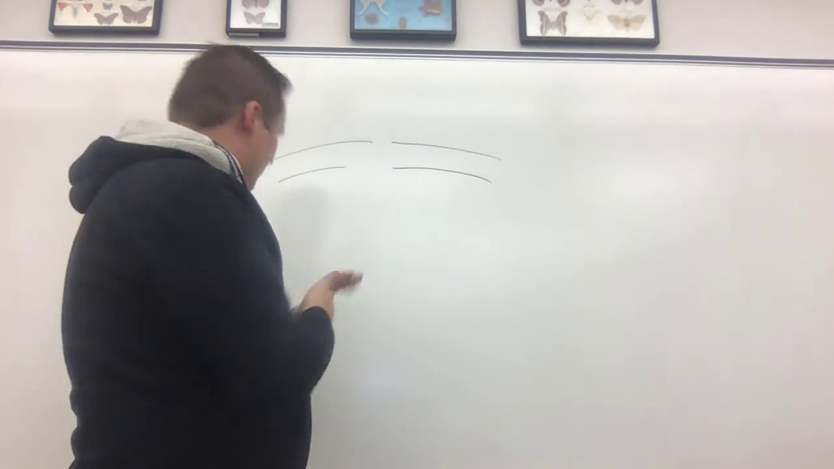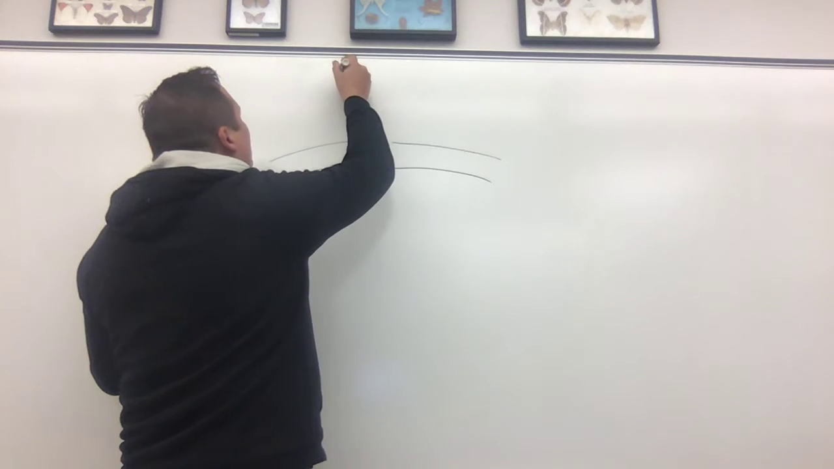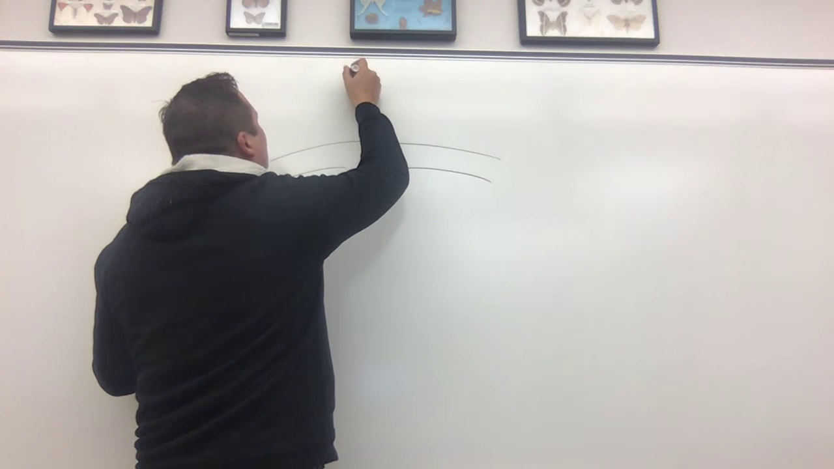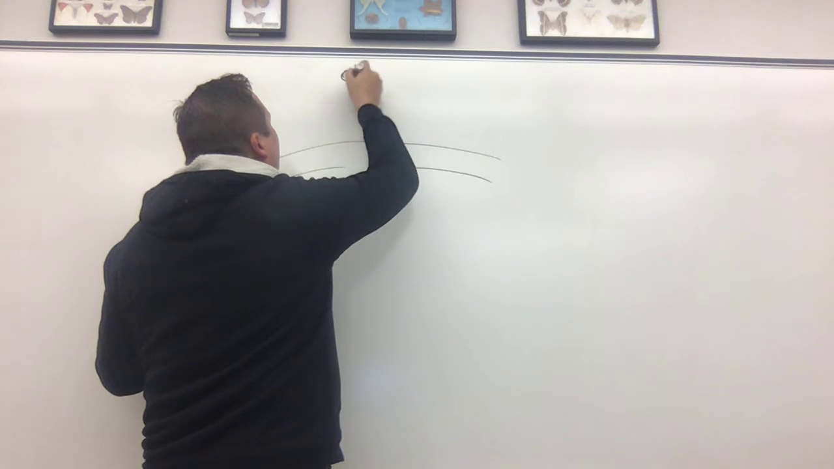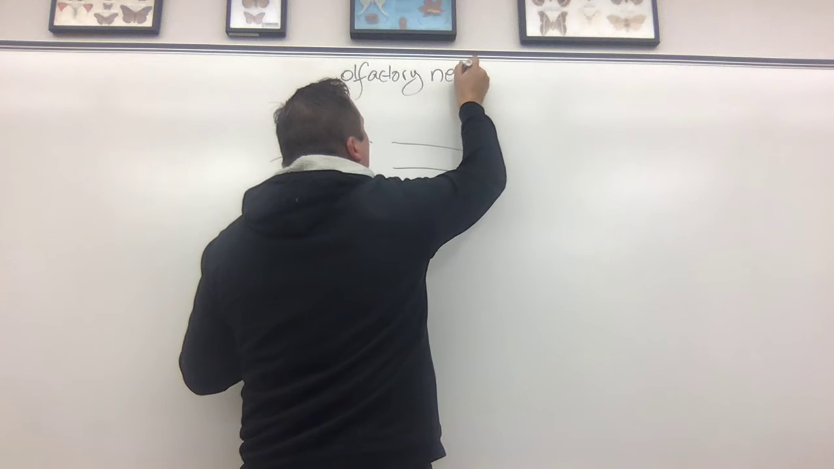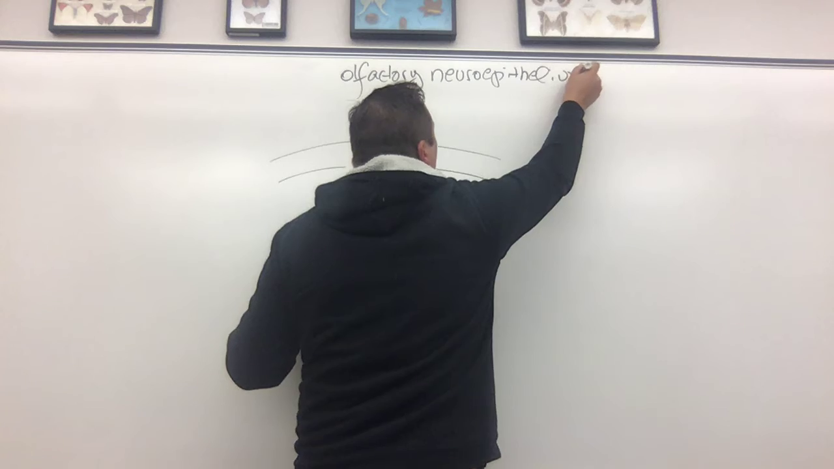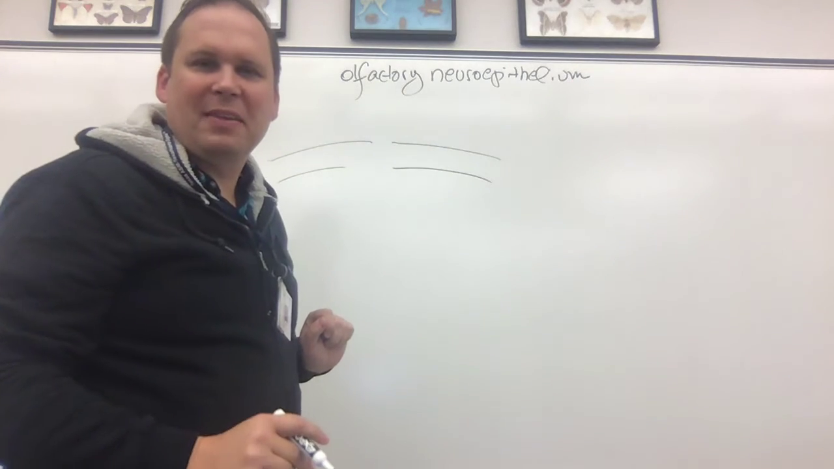Okay, let's do the whiteboard version of smell. GPCRs and smell. All right, let's try this. So, first of all, this is going to be taking place at a spot called the olfactory neuroepithelium.